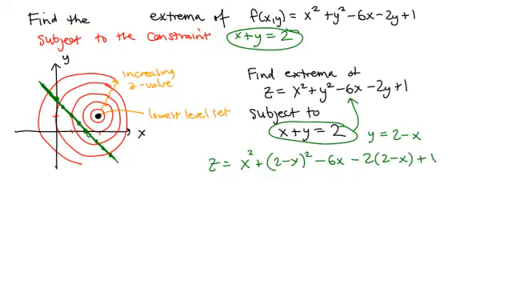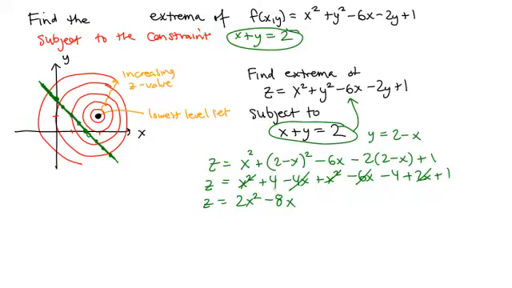x plus 1. Now if we clean up this expression, we're going to have x squared plus 4 minus 4x plus x squared minus 6x minus 4 minus 2x plus 1. So if we collect the x squareds, we're going to have 2x squared. If we collect negative 4x minus 6x plus 2x, that will get us minus 8x. And if we take 4 minus 4 plus 1, we'll get 1.